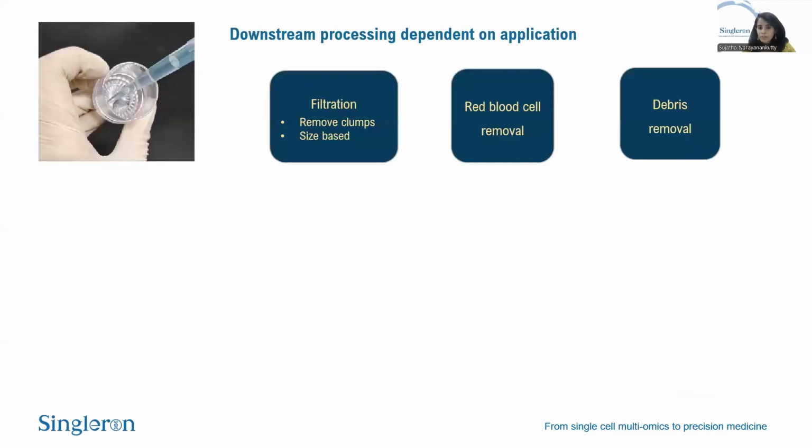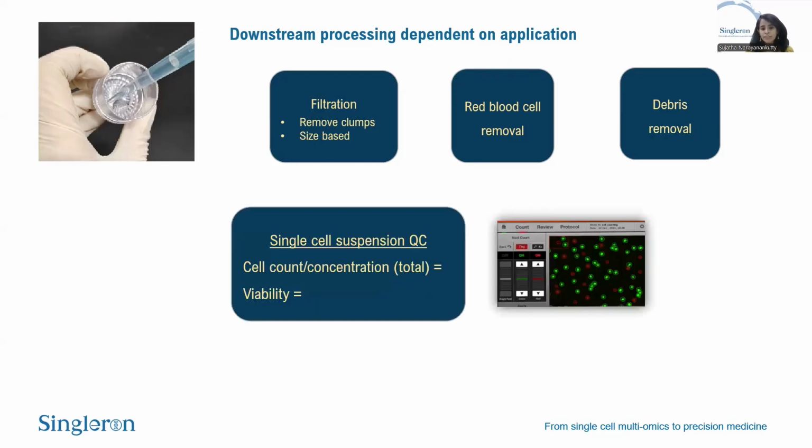Of course, depending on your application, you might have to do a few steps before you actually get started with your single cell partitioning workflow. So it could involve filtration based on size to remove some clumps. If you've got a lot of RBC, you may have to remove that. And if it's got a lot of debris at the end of dissociation, you also want to think of a way to actually remove a bit of debris. And then you run a QC, you make sure that you have a good count, a good number of cells in the solution, and that they are highly viable.